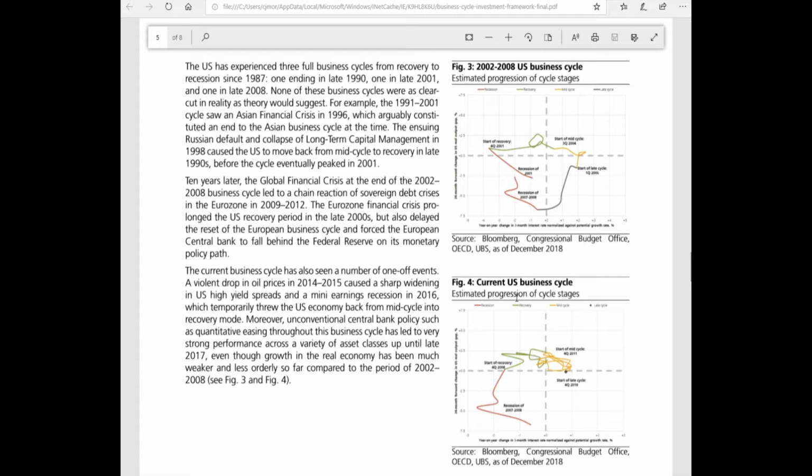The current US business cycle estimate has the recession ending around the fourth quarter of 2008. We start the recovery phase, then 2011 to the end of 2018 is the mid phase, and we're currently in late stage expansion.